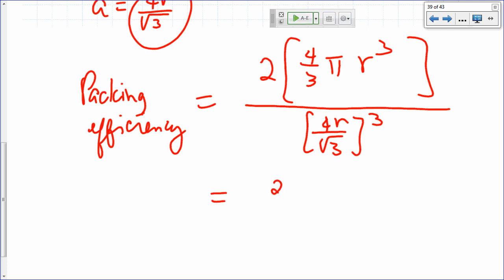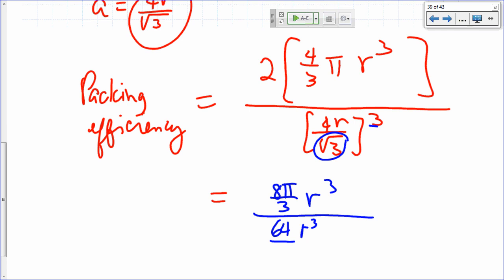That's going to be 2 times 4, so that's 8. 8 pi over 3 in the numerator times r cubed. In the denominator, you're going to have, what's 4 cubed? 4 times 4 times 4, 64. 64 r cubed over, what is square root of 3 cubed? That's square root of 3 times square root of 3 times square root of 3. That's square root of 3 times square root of 3, right?